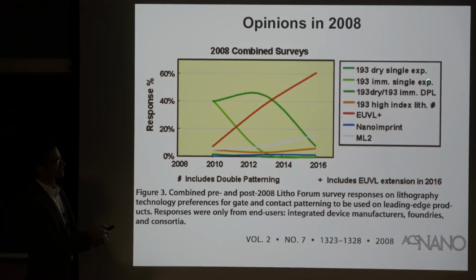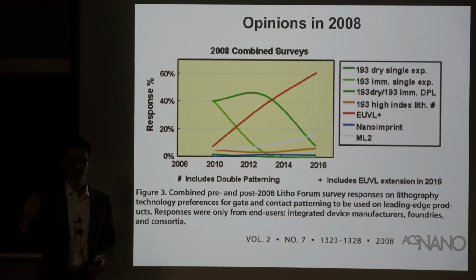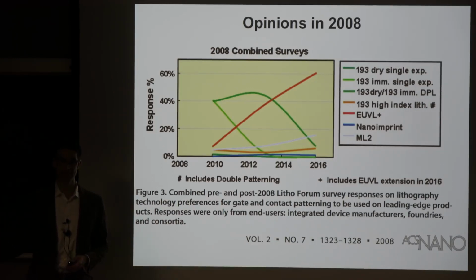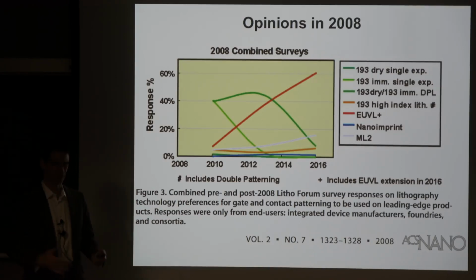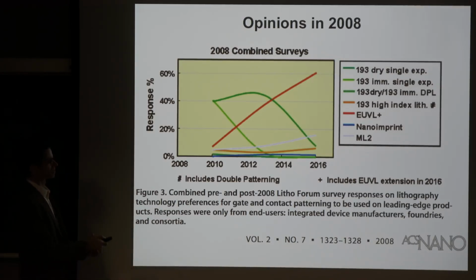Then immersion single exposure, so we get the refractive index benefit, and then 193 nanometer immersion double patterning lithography, so combining all the double patterning techniques. Then high index lithography, which is if you have a higher index material other than water, like oil or some kind of special high index oil, can you actually get even smaller features?